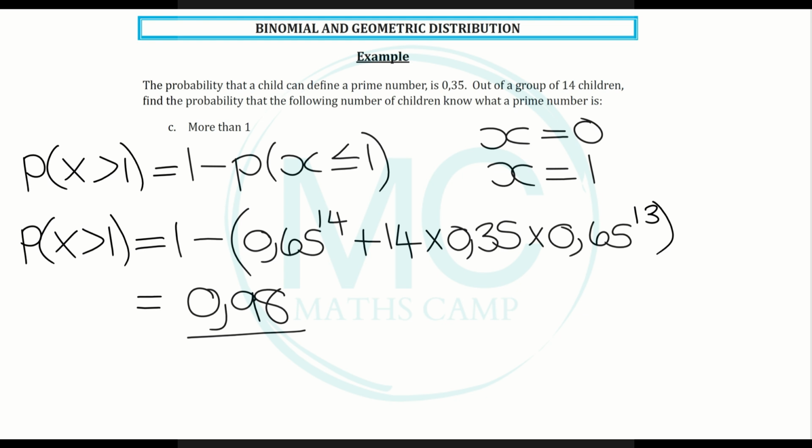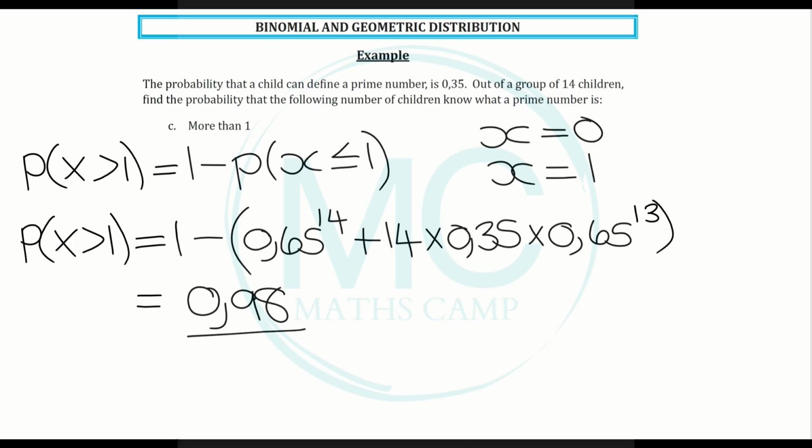Please just remember that this works the other way around as well. So if the question asked us to find the probability that x is smaller than 13, we could say 1 minus the probability that x is equal to 13 or 14. Please remember this. It is very important and will definitely help you in your exam.